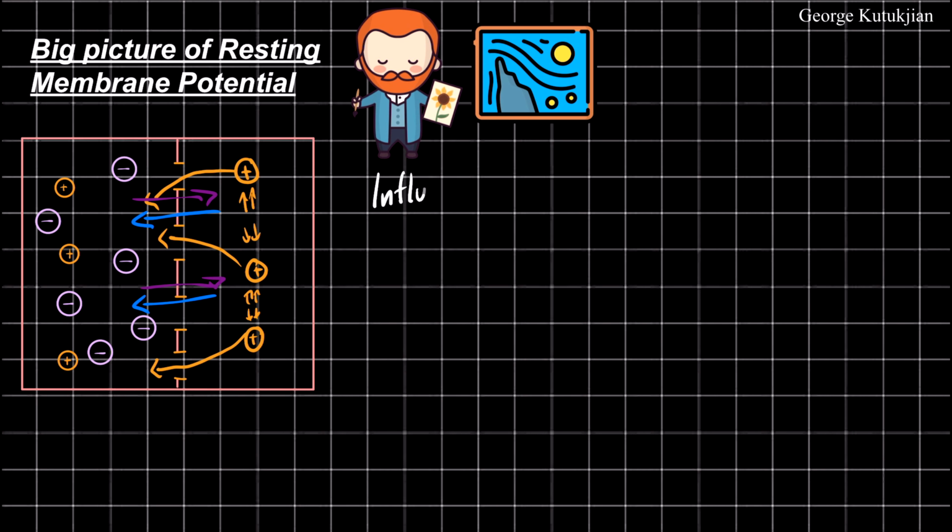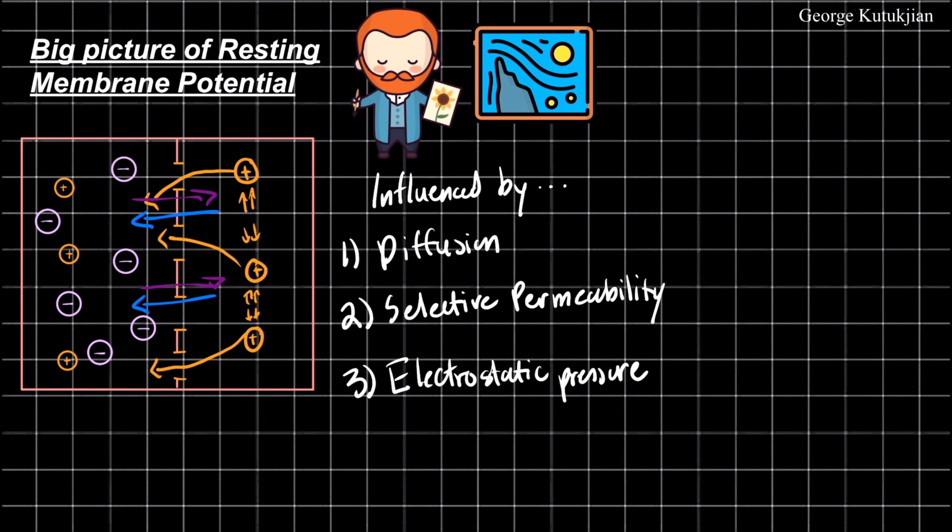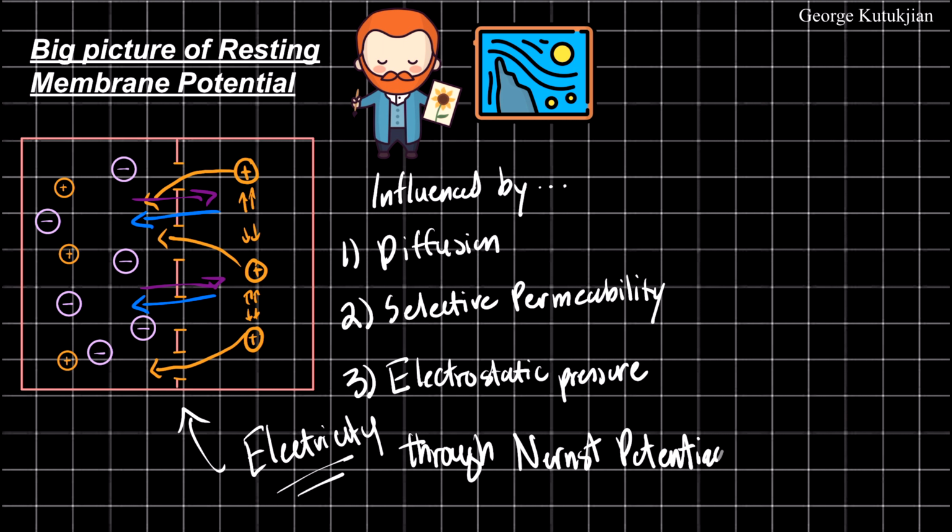Alright, let's review this one more time. A resting membrane potential is influenced by factors such as diffusion, selective permeability, and electrostatic pressure. The combination of these three forces results in the Nernst potential, which explains how electricity is generated in our resting cell. Remember, like forces repel, opposites attract. Ions want to move from a higher concentration to a lower concentration, and this back and forth movement helps create electricity in the cell. So at rest, between negative 80 to negative 70 millivolts, the sodium-potassium pump is using energy to pump 3 sodium ions out of the cell and 2 potassium ions into the cell.